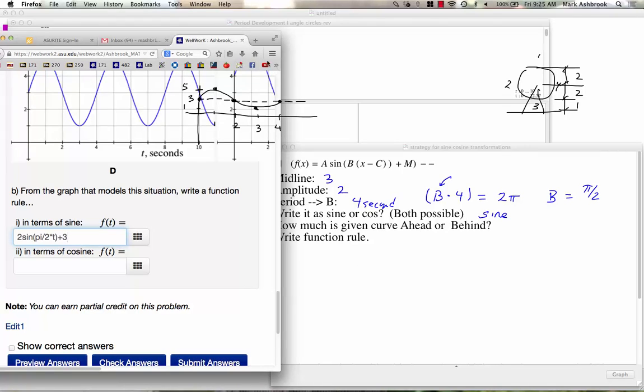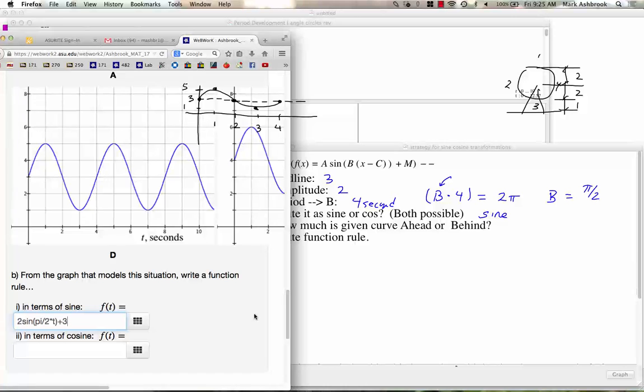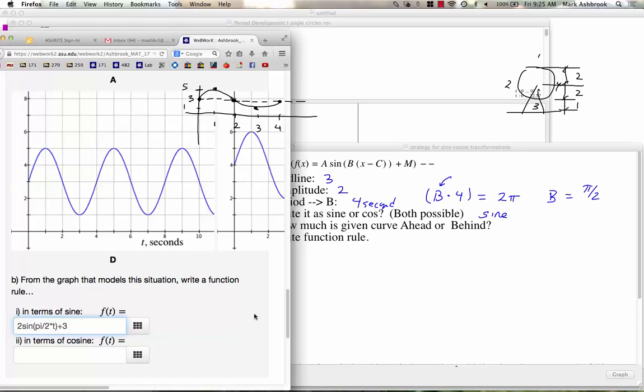All right, now we want to do it as a cosine. So we want the exact same set of output values now written as a cosine. What's the amplitude or midline? 3, amplitude. 2, period. 4, everything here is the same. So the midline's the same, amplitude's the same, period's the same, so the value of b is the same.